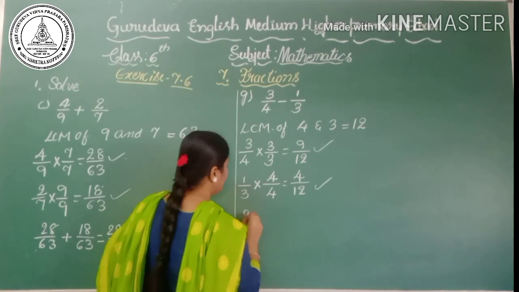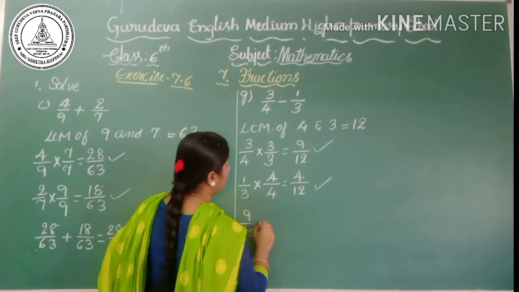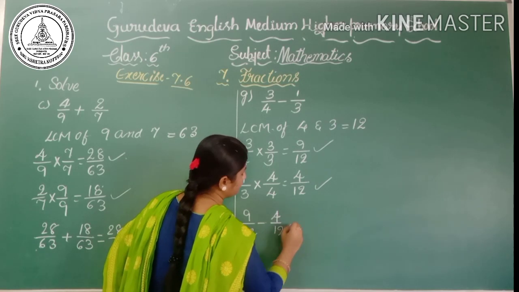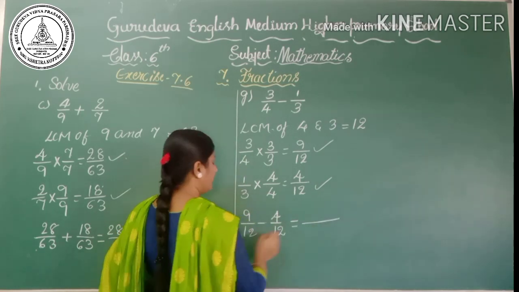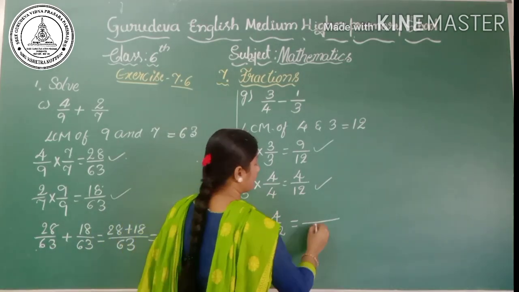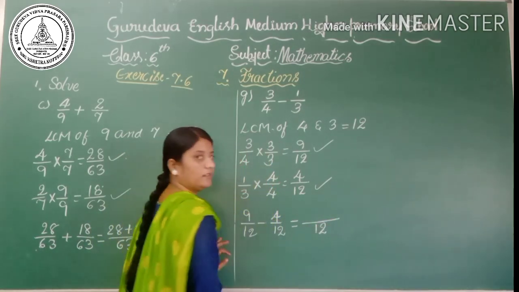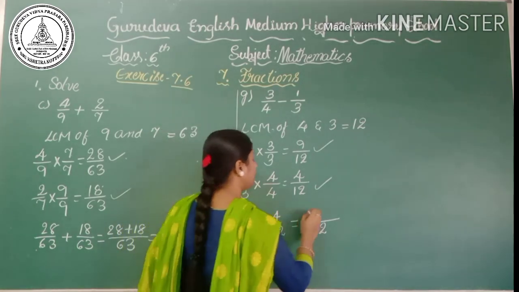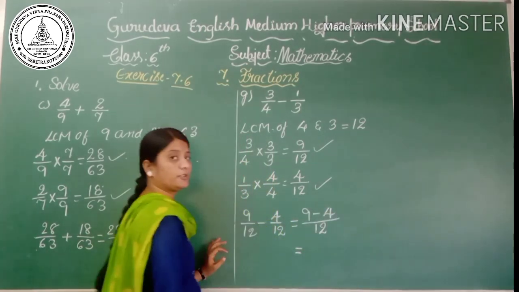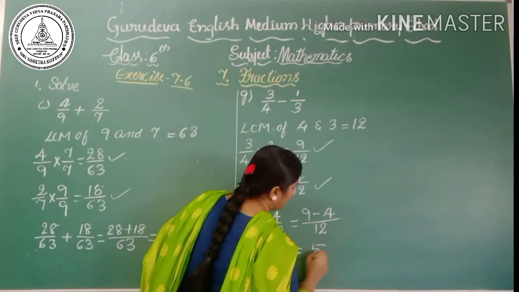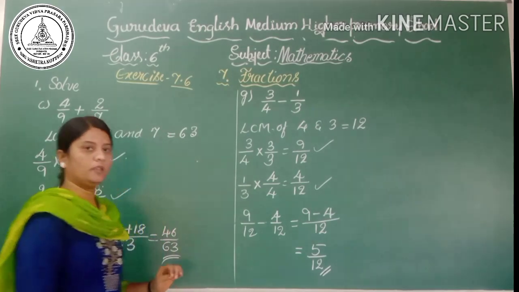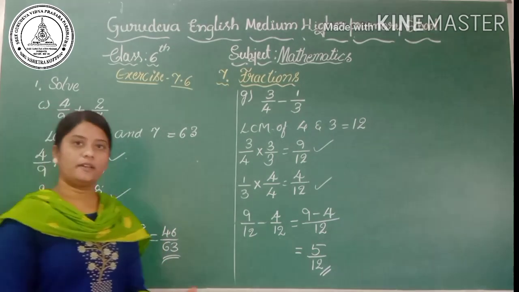Now subtract 9 by 12 minus 4 by 12. While subtracting like fractions, we write the denominator as it is and subtract the numerators, 9 minus 4. So 9 minus 4 equals 5. 5 by 12. So it is in the simplest form. Okay, similarly do the next problem.